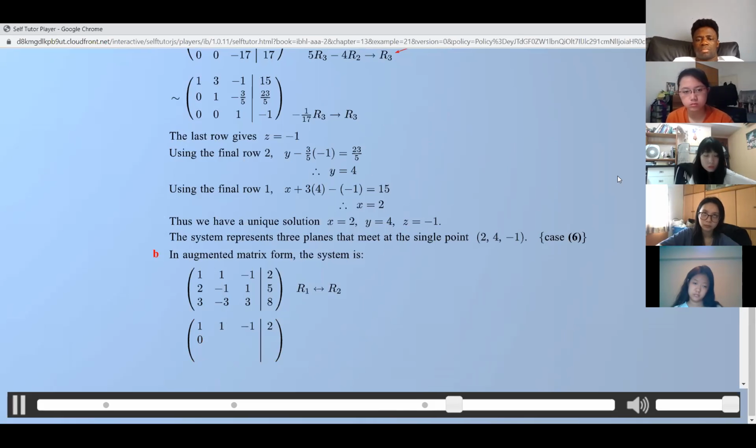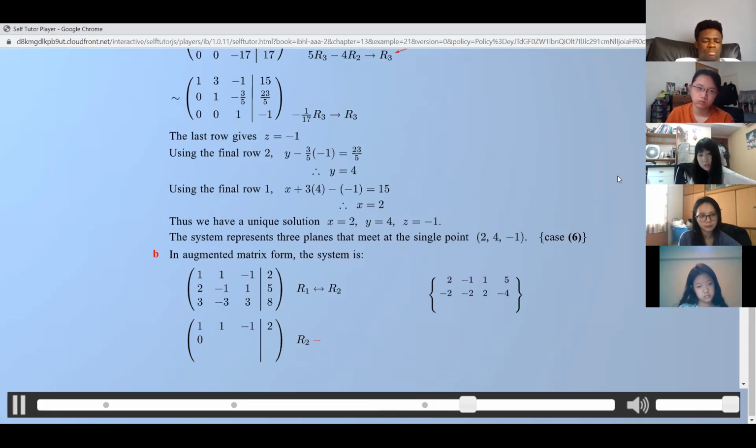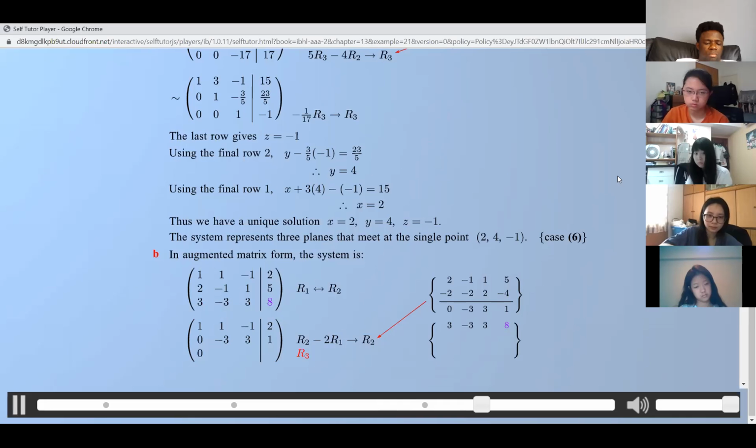Look at the coefficients of x in the first 2 rows. What row operation can we perform on row 2 to make the first element 0? We start with row 2, then subtract 2 times row 1 to generate the new row 2. What row operation can we perform on row 3 to make the first element 0? We start with row 3, then subtract 3 times row 1 to generate the new row 3.